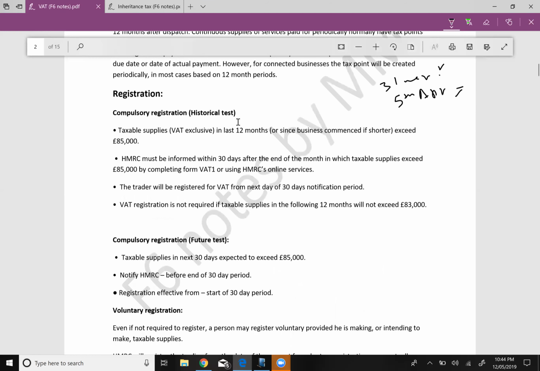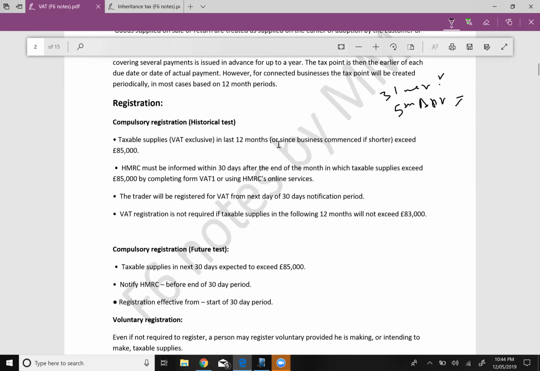So it says compulsory registration, historic test. Taxable supplies in the last 12 months, or since business commenced if shorter, exceed £85,000. Now taxable supplies means your standard rated supplies and zero rated supplies. Whenever we use the term taxable supply, that means standard rated supplies plus zero rated supplies. So if it exceeds £85,000, then you have to compulsorily register.